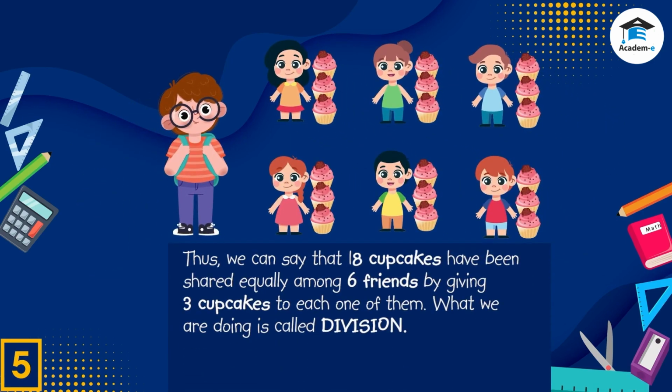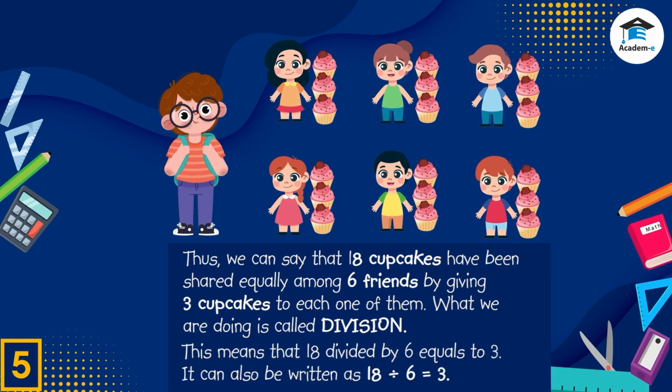Thus, we can say that 18 cupcakes have been shared equally among 6 friends by giving 3 cupcakes to each one of them. What we are doing is called division. This means that 18 divided by 6 equals 3. It can also be written as 18 ÷ 6 = 3.